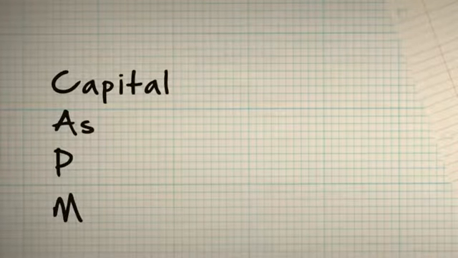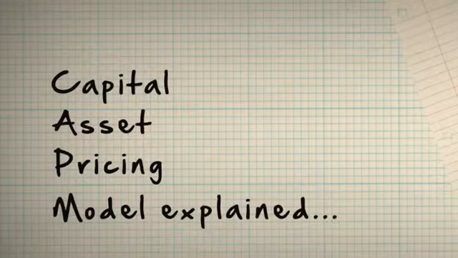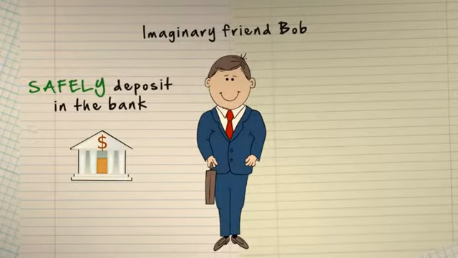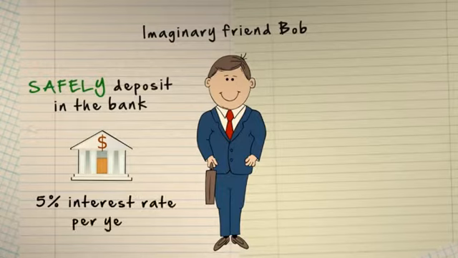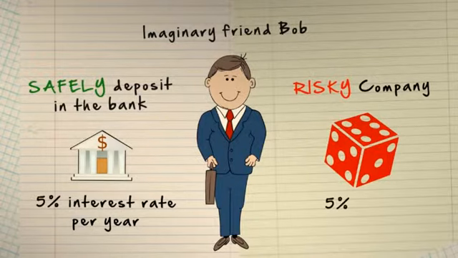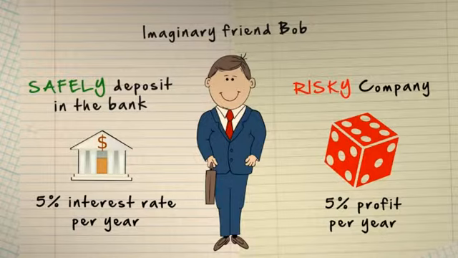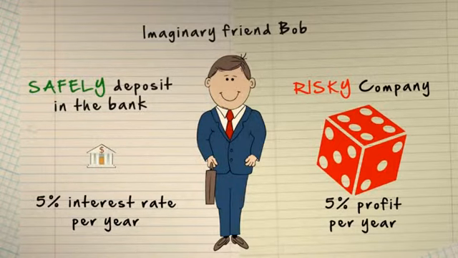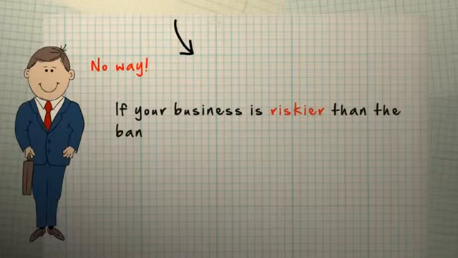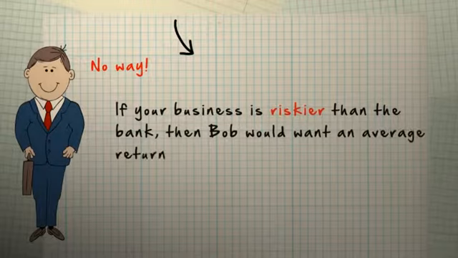CAPM, Capital Asset Pricing Model, explained in 3 minutes. Imagine you have a friend named Bob with his money safely deposited in a bank at a 5% interest rate per year, and that you have a scary and risky company which also earns an average 5% profit for owners or investors per year. Can you convince Bob to withdraw his money from the bank and invest in your business? No way! If your business is riskier than the bank, then Bob would want an average return much bigger than 5%.